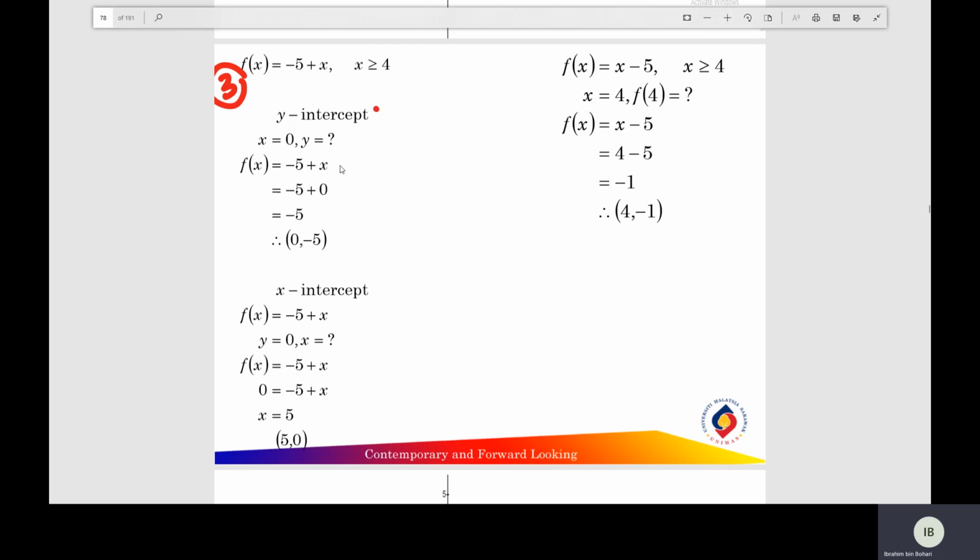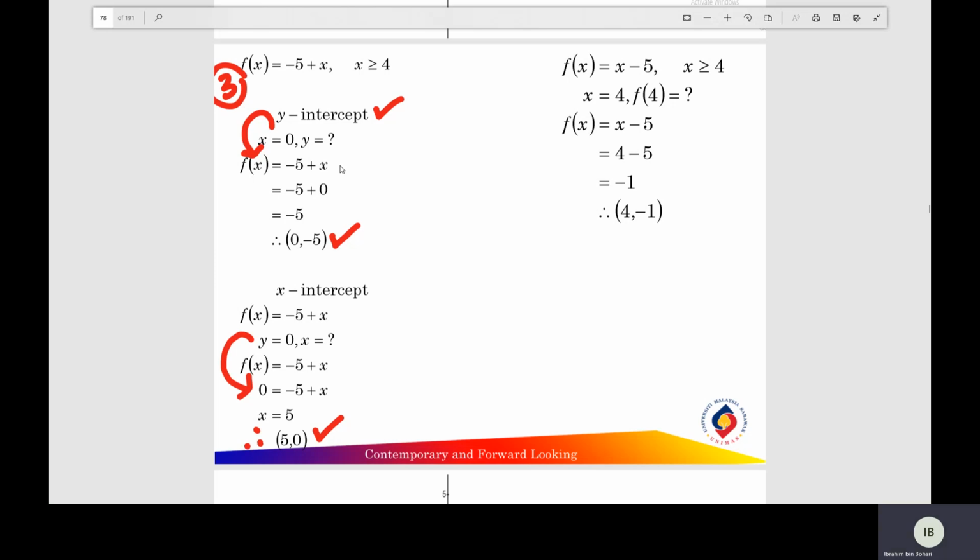First, you find the y-intercept of the function. X equals 0, so you find f(0). That equals negative 5 plus 0, so y or f(x) equals negative 5. So the y-intercept is at (0, -5). For the x-intercept of the function, y equals 0, so you find the value of x. You put 0 on the left-hand side: 0 equals negative 5 plus x, and x equals 5. The x-intercept of the function is at (5, 0).